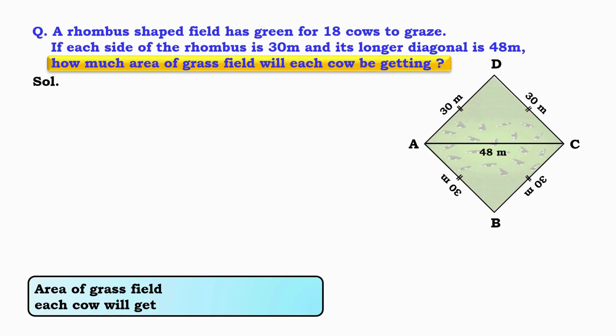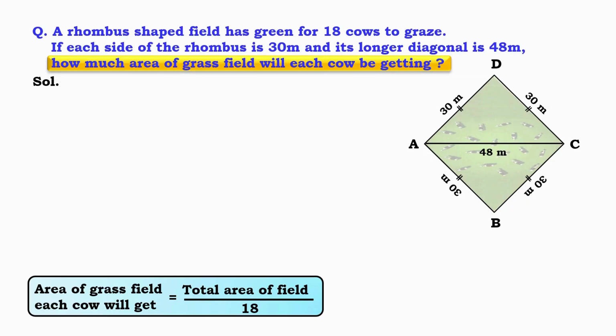Now how much area of the grass field will each cow be getting? You can see clearly, in this case we have considered the diagonal as AC. You can take the other diagonal, DB, also. Whatever you take, the diagonal is dividing the rhombus into two triangles, right? So that is equal to the total area of the field.